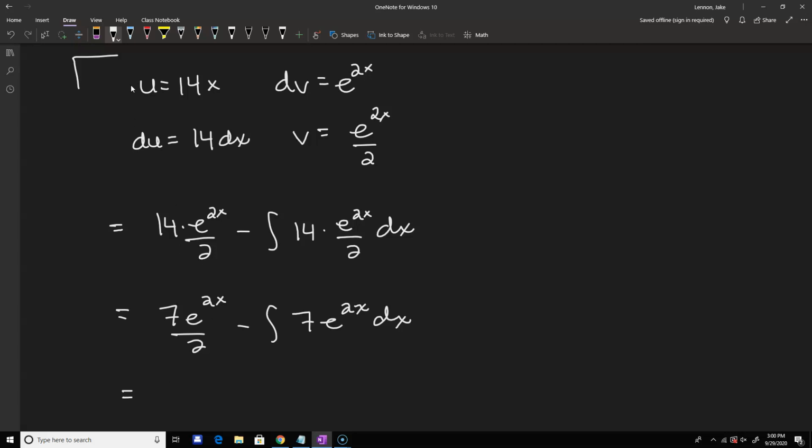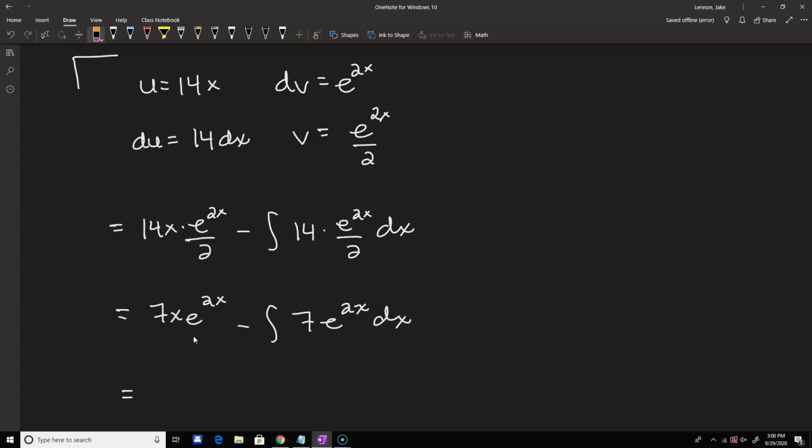Oh, sorry, I left out an x. When I was doing u times v for the first quantity, it should be 14x, not just 14. So I left that off. So I'm missing an x in both spots. So this was 14x, which makes this 7x e to the 2x over 2.